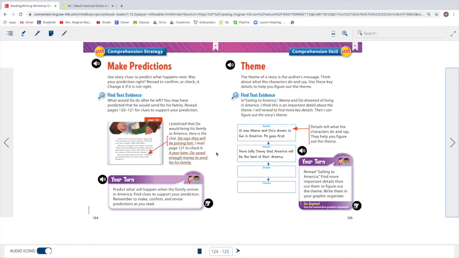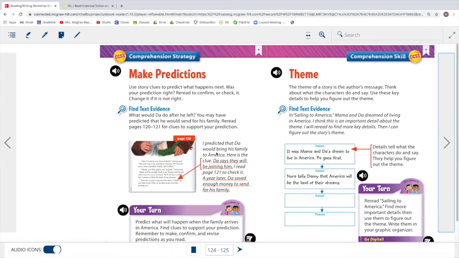Today we're going over our reading strategies for this week. The first thing we see is make predictions. This is our comprehension strategy. We're going to use those story clues to determine what happens next. We're going to see if that prediction's right, and then we're going to either confirm it, or change it if it's not right.